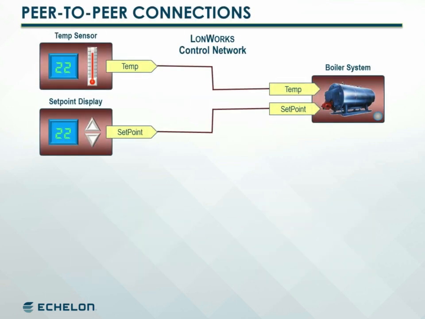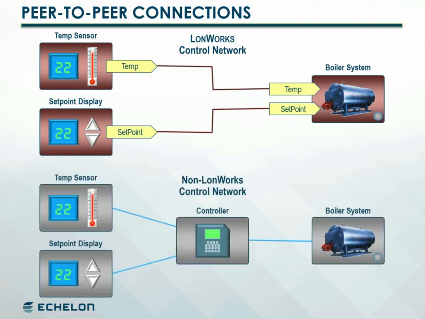Network variables allow LawnWorks devices to communicate directly with one another in a peer-to-peer fashion. No intervening supervisory controller, gateway, or translator is required to allow products from different manufacturers to communicate. In the example here, we see representations of boiler system control with a LawnWorks and a typical non-LawnWorks control network. Whereas the set point display and temperature sensor changes in a LawnWorks network are communicated directly to the boiler, which makes its own control decisions based on the values received.